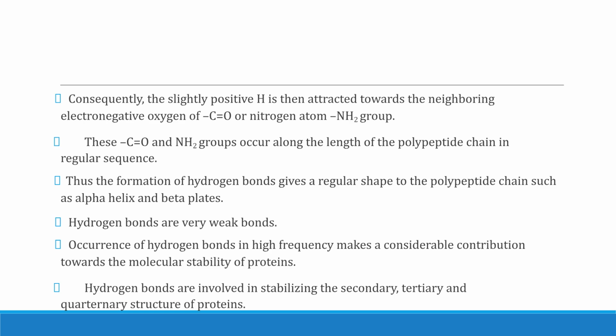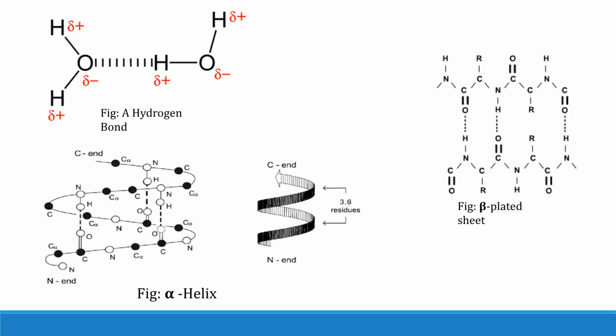This occurs regularly along the polypeptide chain, giving it regular shapes like alpha helices and beta sheets. Though weak, a high frequency of hydrogen bonds contributes significantly to molecular stability, stabilizing the secondary, tertiary, and quaternary structures. This image illustrates a hydrogen bond, an alpha helix, and a beta-pleated sheet.